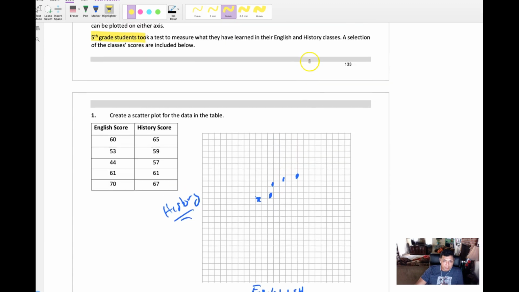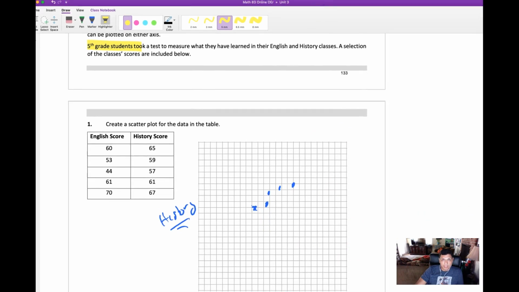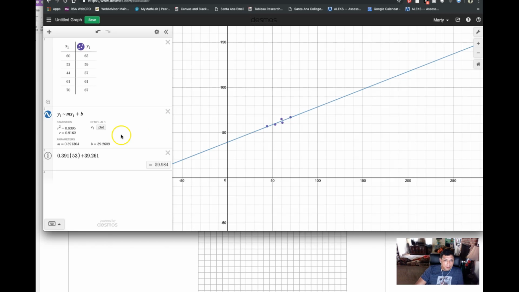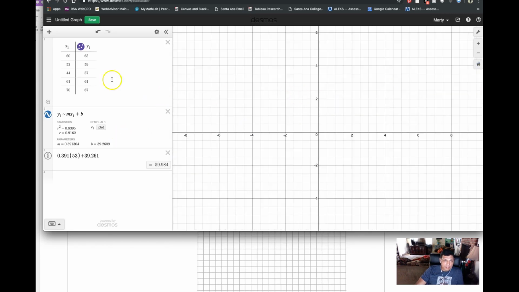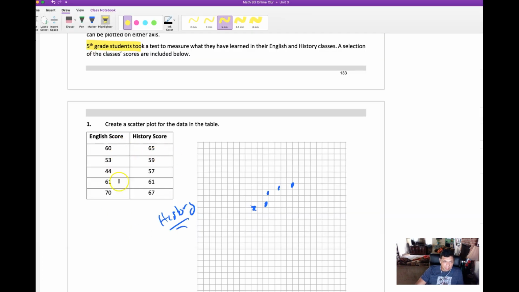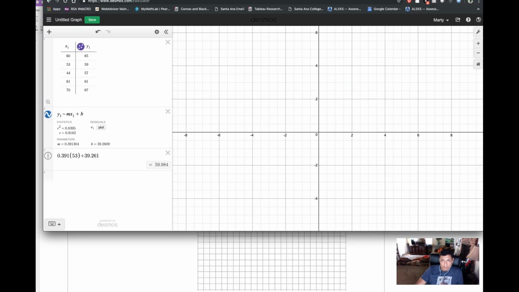Now, to plot those points, we want to use Desmos. So I want to show you what that would look like on this video here. You would go ahead and open up a Desmos page. What we're looking at is, you would want to make a table of values of the information from here. So we take this information and we make a table of values in here. And the way you do that is you would insert a table.